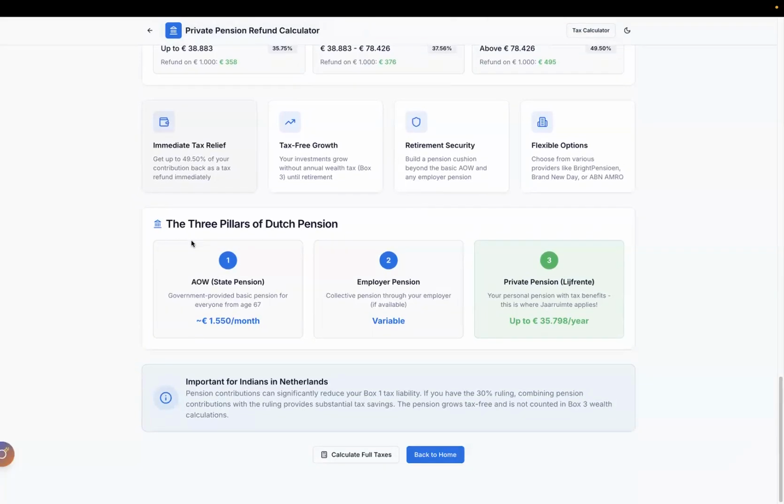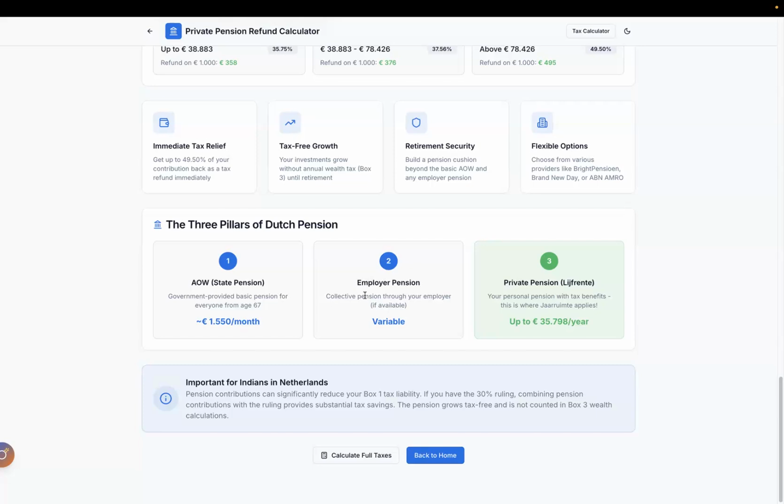The last thing is that, as we know, there are three pillars of pension: AOW, which is a state pension that you will get based on your employment. Employer pension sometimes you get, and private pension is something that you have to create on your own because these two might not suffice for your pension needs. So that is all from my side.